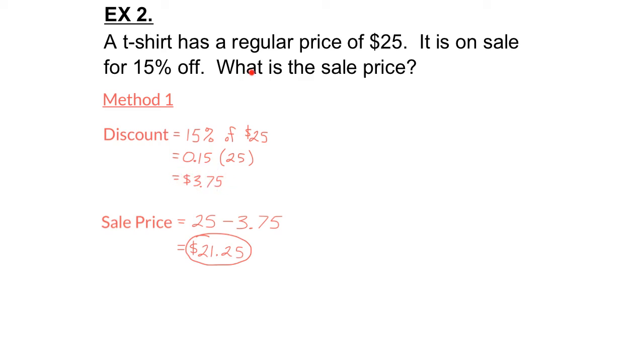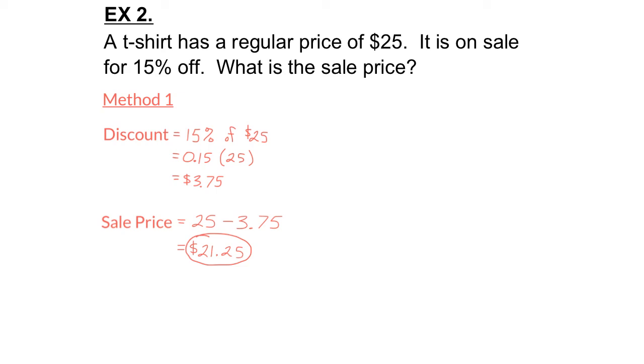But the question is not what is the discount, it's what is the sale price. So the sale price is going to be that 15% off of the regular price. So $3.75 taken away from 25. So we're subtracting it from the regular price. We end up with $21.25. So this is the most common method that students in grade 9 like to use because it seems to be kind of straightforward and it makes sense with what you've done in grades 7 and 8.